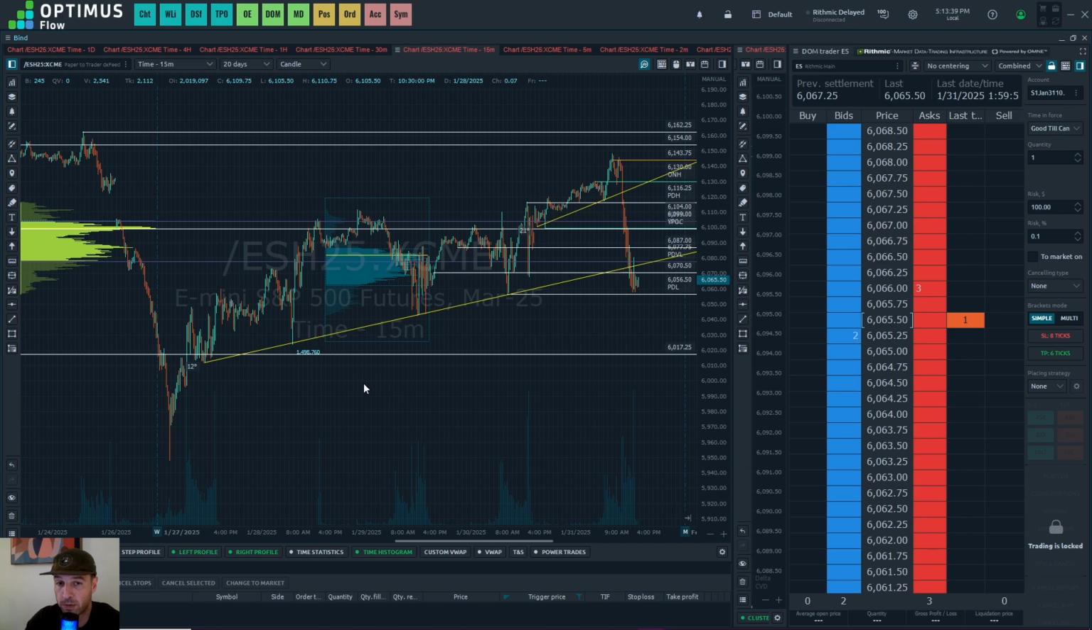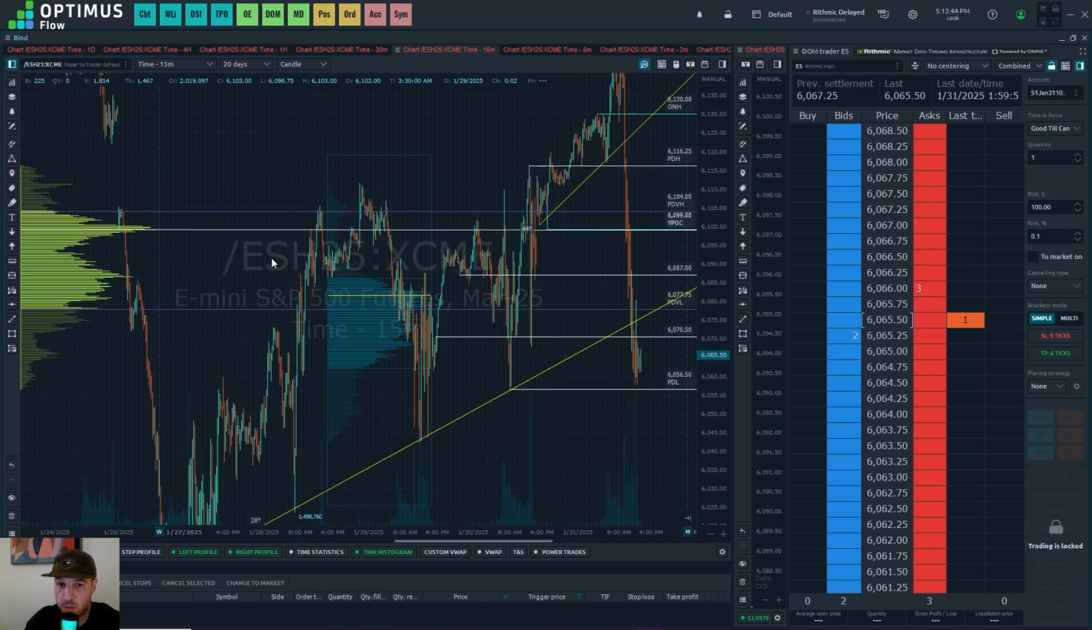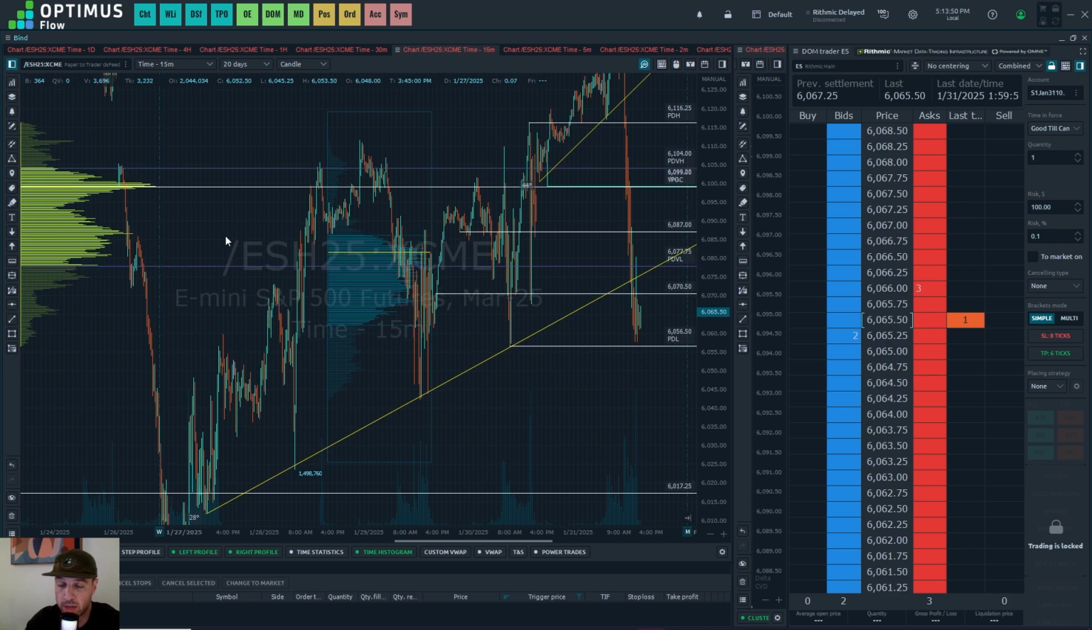So now volume profile. A volume profile expresses volume based on price over a certain period of time. So there's a few ways that you can get volume profile on your chart. This specifically is Optimus Flow. If you're working with TradingView or another platform, just search up volume profile and there's going to be a tutorial on it.